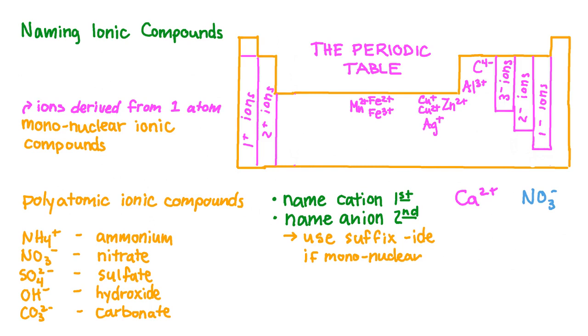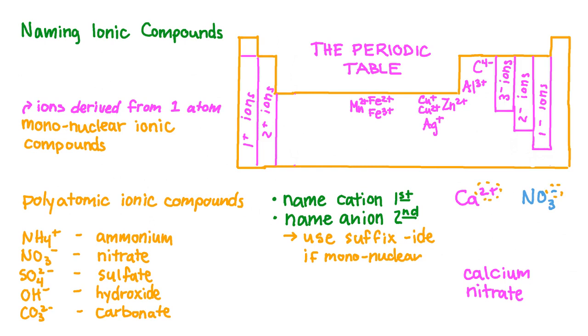Now let's try another one. An ionic compound composed of a positively charged calcium cation and the negatively charged polyatomic anion nitrate. Since calcium is the cation, it will be named first. And nitrate is the anion, so it will be named second. Since it's a polyatomic anion, we don't need to replace the end of its name with IDE. So its name would be calcium nitrate.